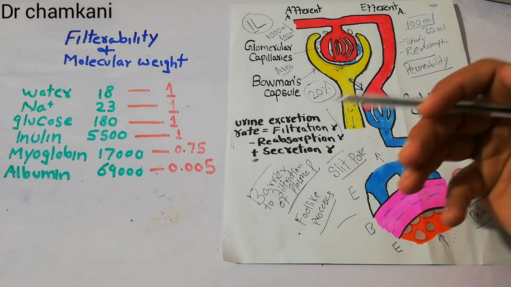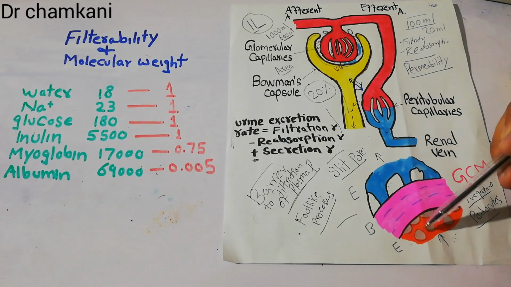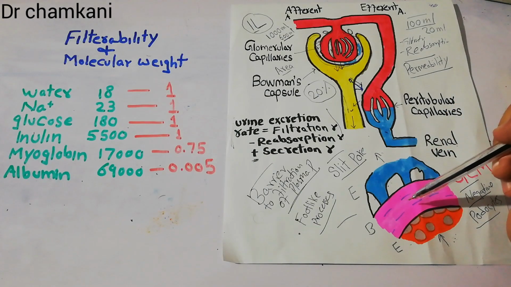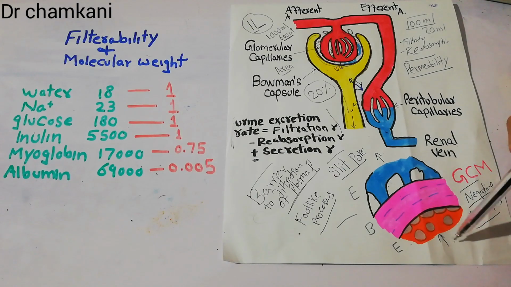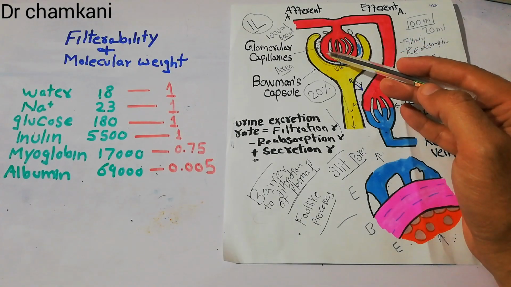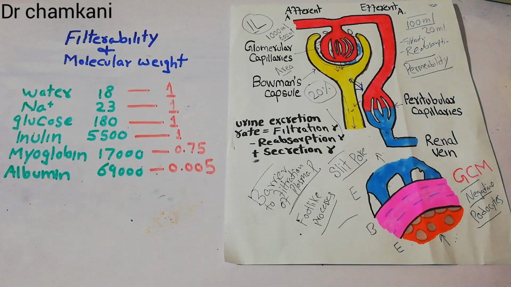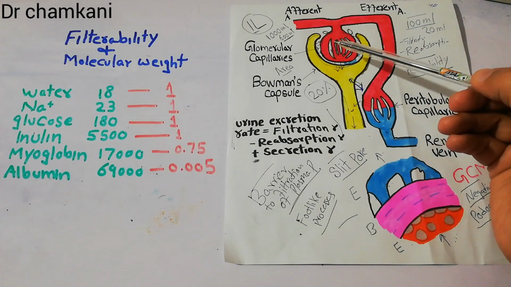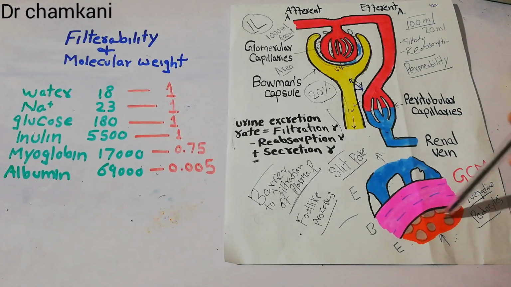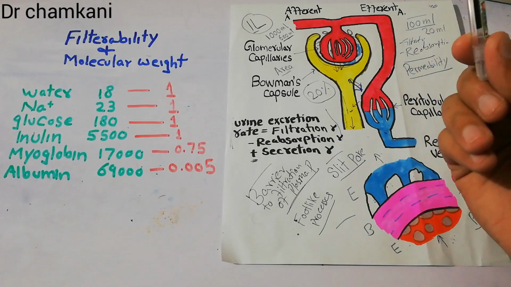Although there are three layers and it is a barrier, it still allows a lot of substances to get filtered because there are fenestrae in the endothelium and slit pores in the epithelium. Similarly, there are spaces in the basement membrane as well, which allow a lot of substances to move from the endothelium towards the epithelium and then the Bowman's capsule. So blood comes, it gets filtered, and the final filtration occurs through this glomerular capillary membrane. While substances are filtered through it, they have to pass through the fenestrae and slit pores, so the molecular weight of the substance is very important.